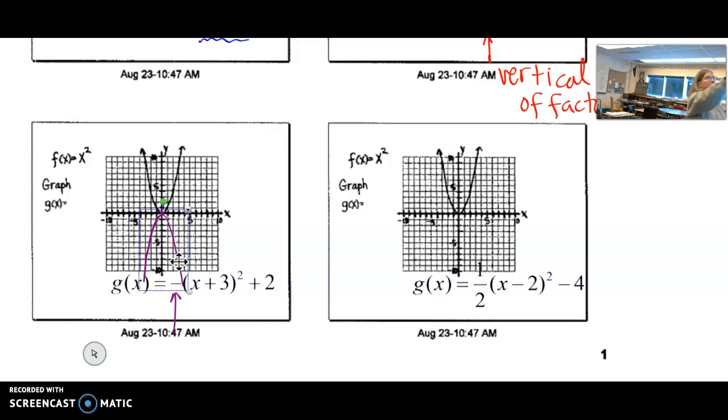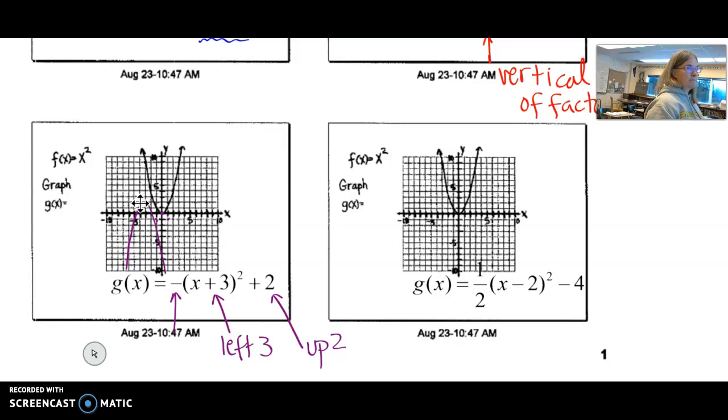And then we have this plus 3 inside the parentheses. So think about what that did. Remember, it moved it to the left 3 units. And the plus 2 after the squaring moved it up 2 units. So I'm going to take this purple graph I have, and I'm going to drag this vertex 3 units to the left and then up 2 units. And the shape of the graph hasn't changed. But it is flipped upside down and shifted left and up.